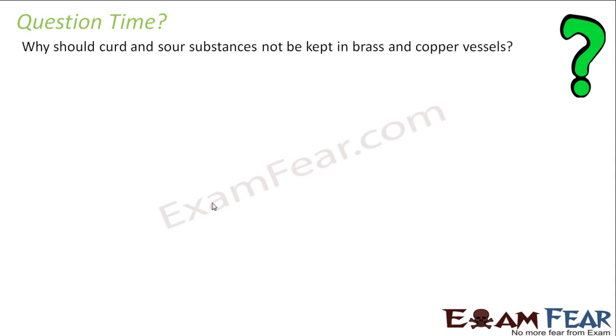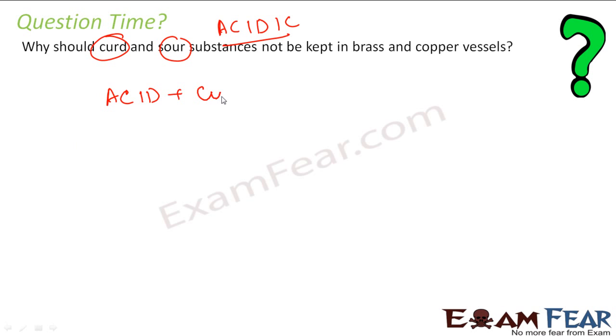Now is the question time. Why should curd and sour substances not be kept in copper vessels? The answer is pretty simple, because curd and sour substances, as I told, are acidic in nature. So you put acid and you put copper, right? So you get some salt plus hydrogen gas, right? So if you see that, this may be harmful.